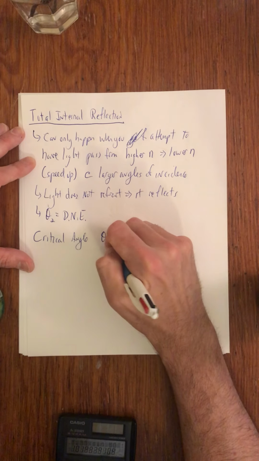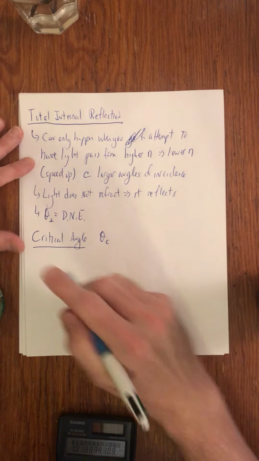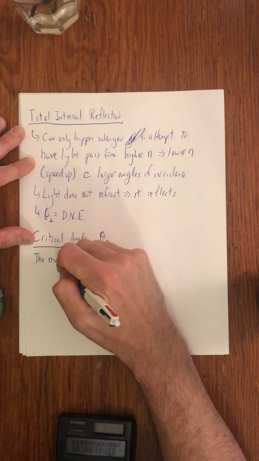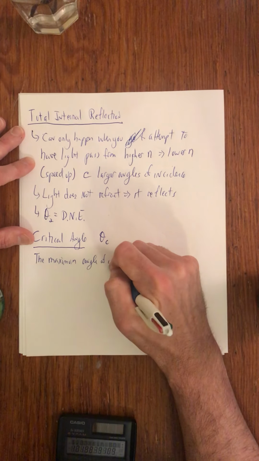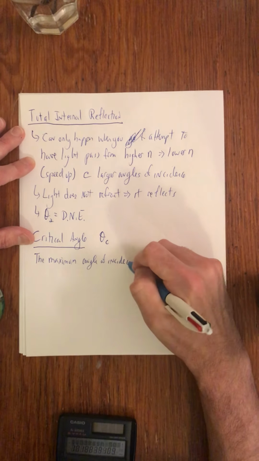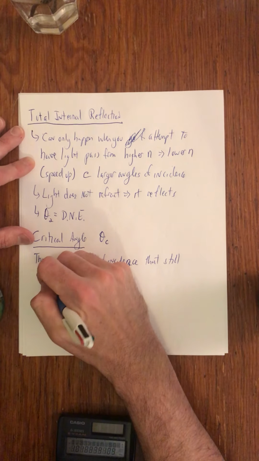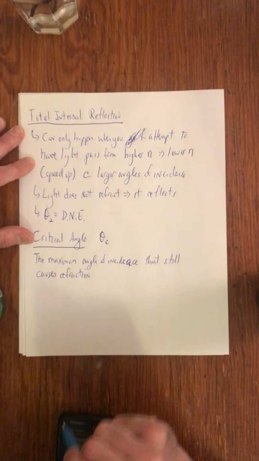And we're going to call the critical angle theta c. And its definition, you got to be very careful about this definition. It is the maximum angle of incidence that still causes refraction. Okay?